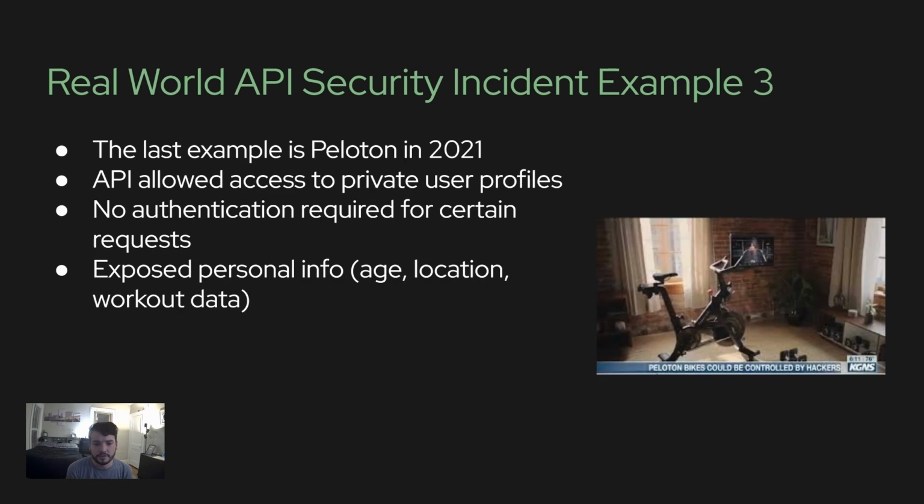A third example is Peloton in 2021. Their API allowed anyone to access user profile data without proper authentication. This exposed personal data like age, location, and workout information. This shows how improper authorization and excessive data exposure can put users at risk.